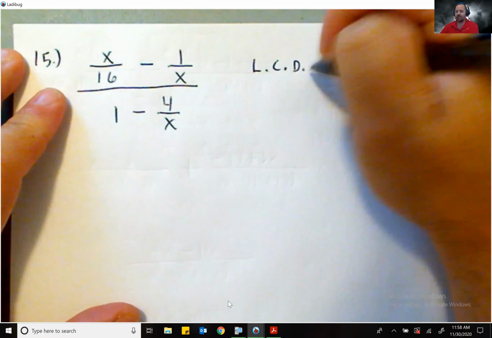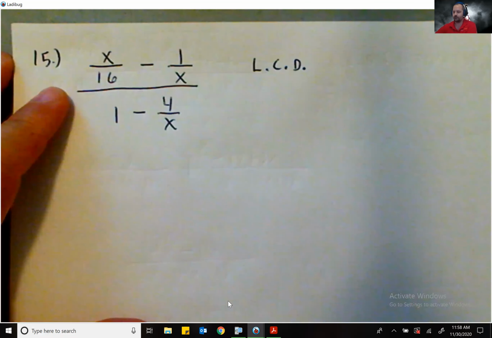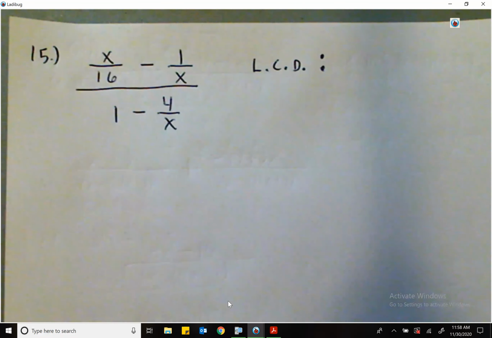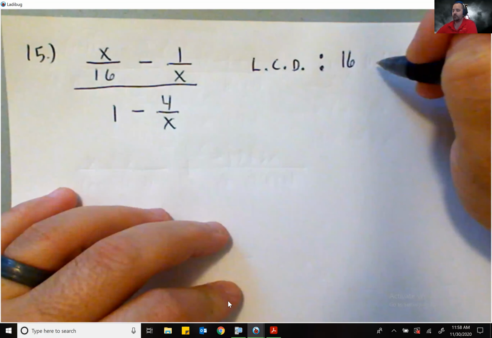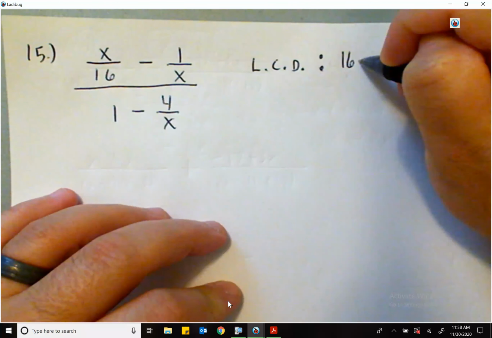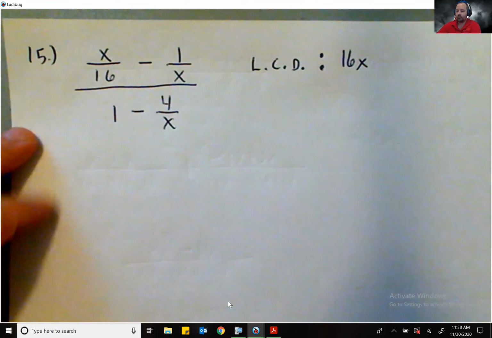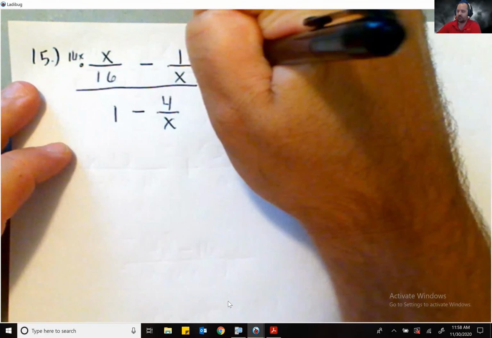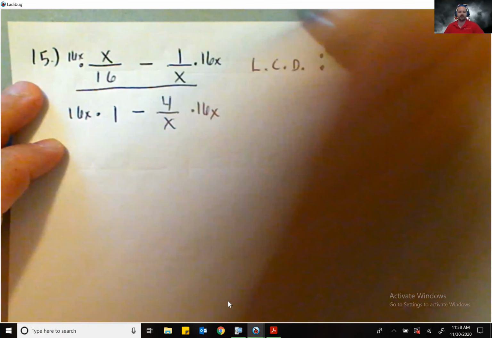What is the LCD going to be between 16x and x? A little bit more than 16, 16x. You got it. So we're going to play Oprah. You get a 16x and you get a 16x. Everyone gets a 16x.